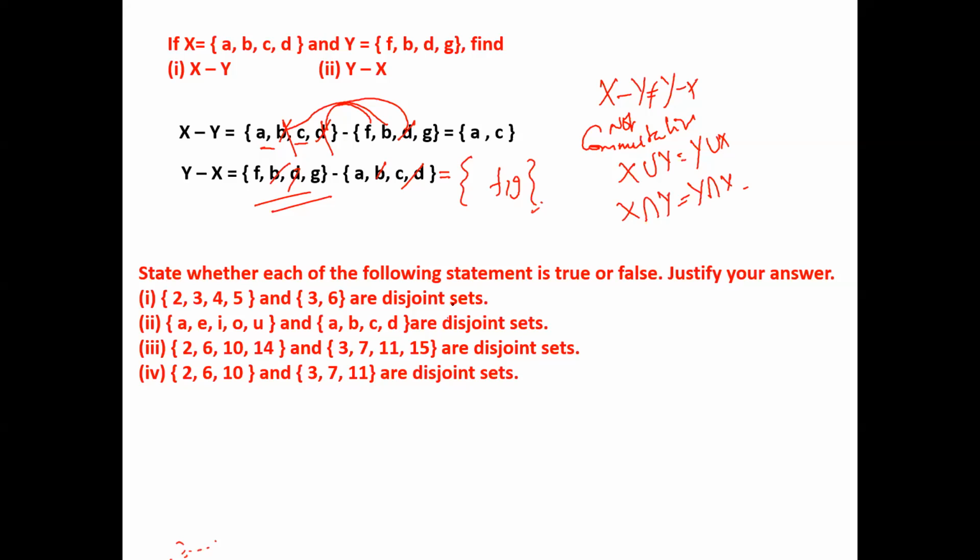State which of the following are true or false. For example, you have a common element, so they are not disjoint. Here also there are common elements, not disjoint. These two are completely disjoint. These two are completely disjoint.